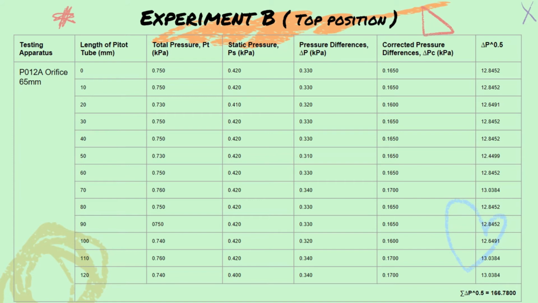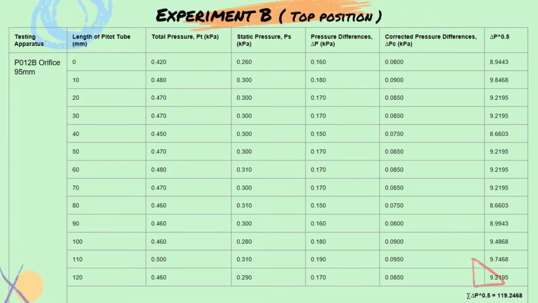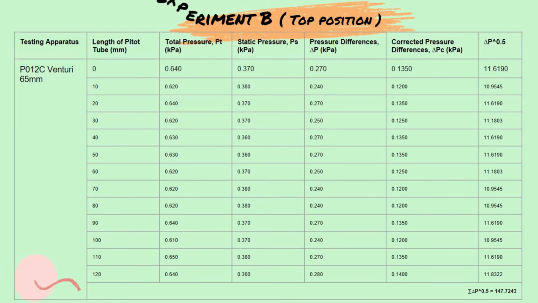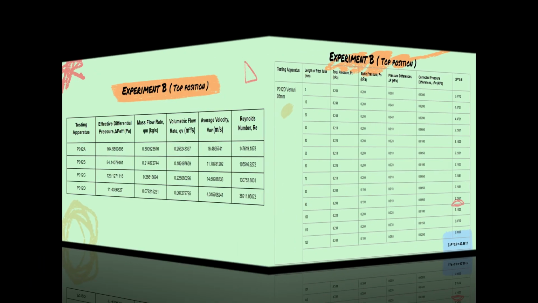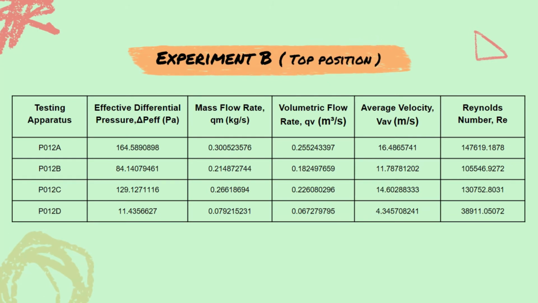Now, I will show you the results from the top position. As you can see, this is P012A orifice 65 mm, P012B orifice 95 mm, P012C venturi 65 mm, and P012D venturi 95 mm. And then, this is the combined table of all 4 types of apparatus with effective differential pressure, mass flow rate, volumetric flow rate, average velocity, and Reynolds number.